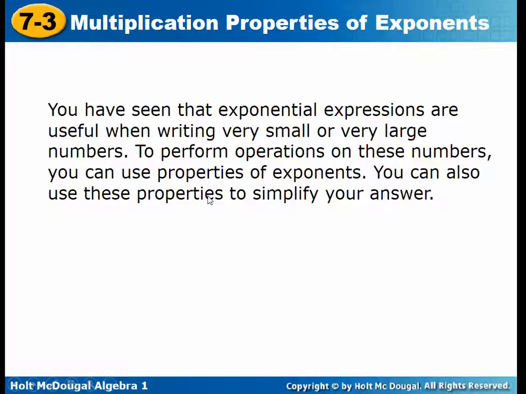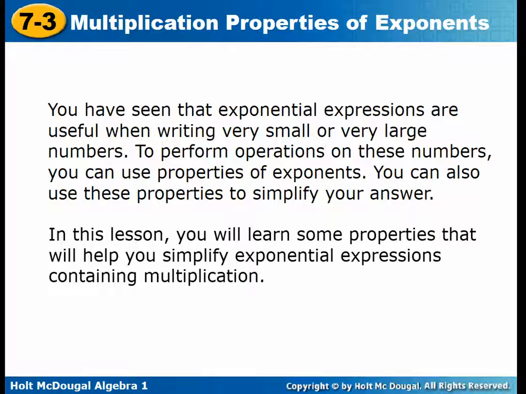We have already seen that exponential expressions are very useful when we write very small or very large numbers. To perform operations on these numbers, you can write them out in expanded form, but there's a shortcut, which is the properties of exponents. And we can also use these properties to simplify our answer. So we're going to learn some of the properties that will help us simplify exponential expressions containing multiplication. In the 7.4 lesson, we will learn about division properties of exponents.